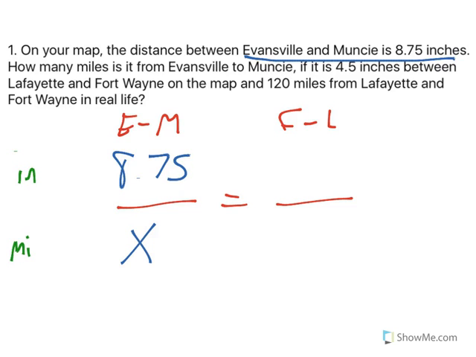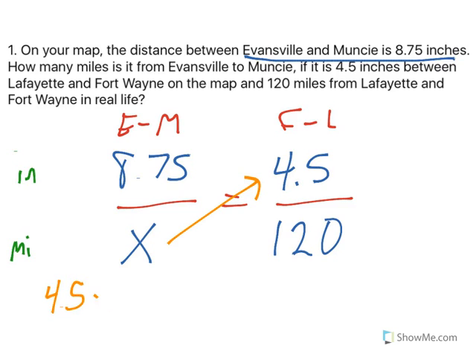Then I go, it's 4.5 inches between Lafayette and Fort Wayne. Okay, it's inches, so that goes on top. And then it's 120 miles from Lafayette to Fort Wayne, that goes on the bottom. And now we have ourselves what we call a proportion. So we do our cross multiplying. x times 4.5 is 4.5x. 120 times 8.75 gives me 1,050. I'm just multiplying here.